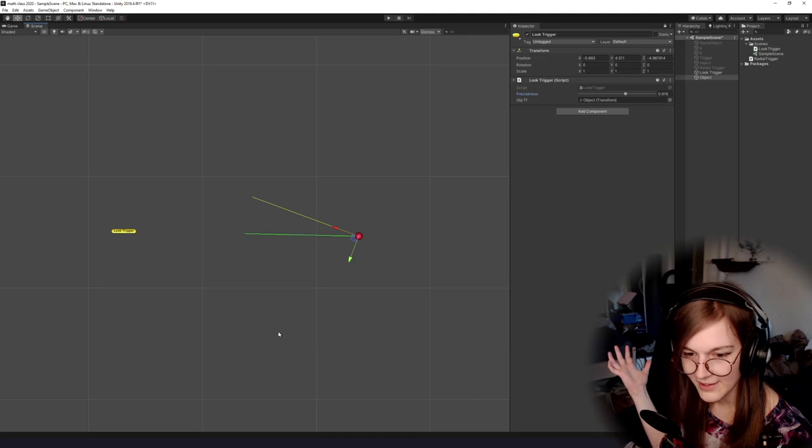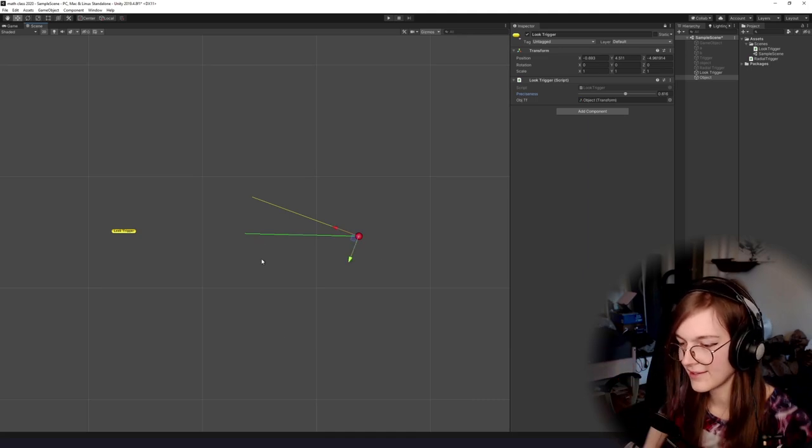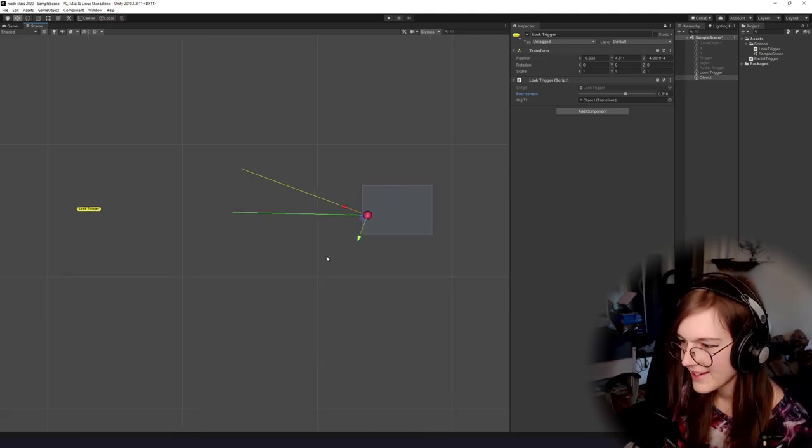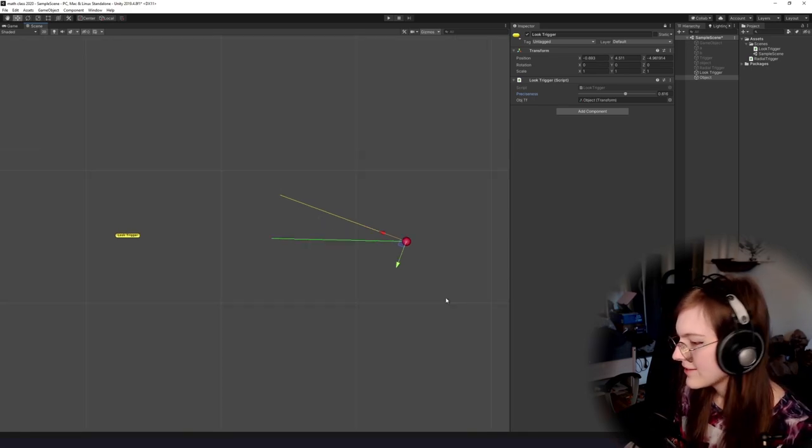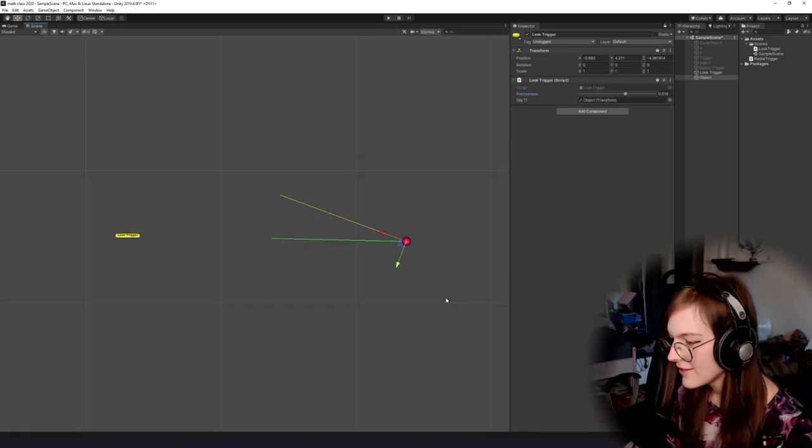Was that clear? Any questions about that? Would shapes be useful to make those view cones? Yes. Can you also do this in 3D space? Yes, the dot product works in any number of dimensions.